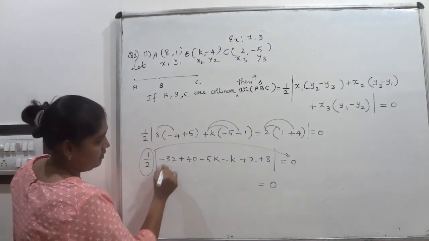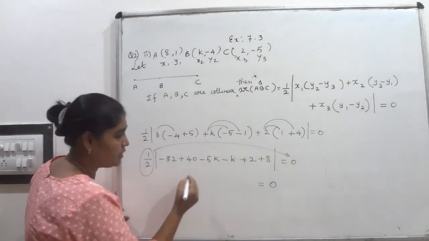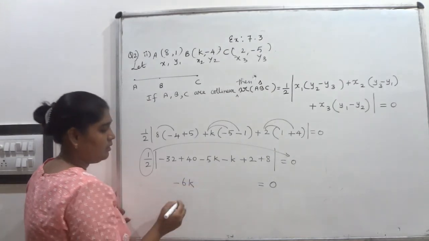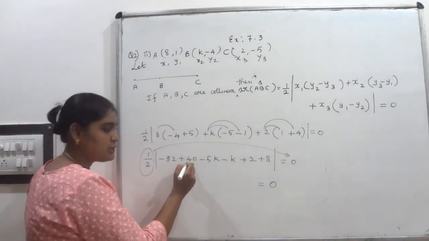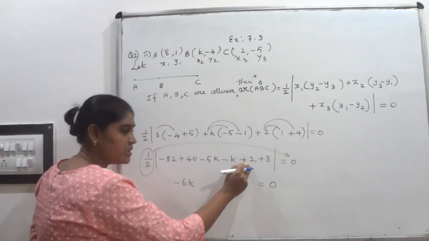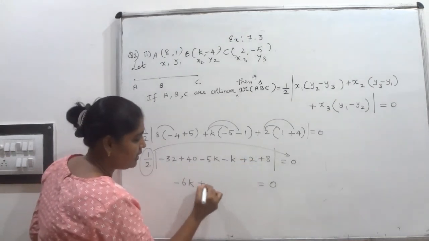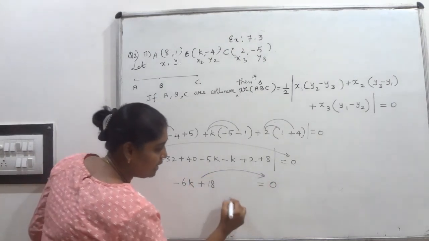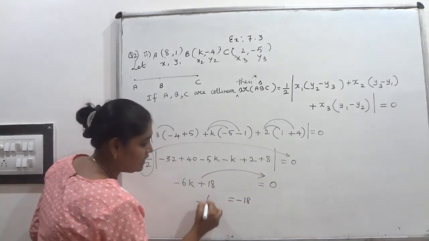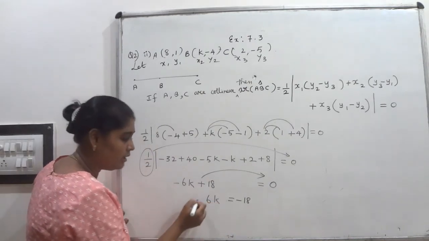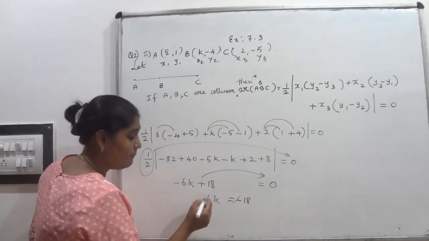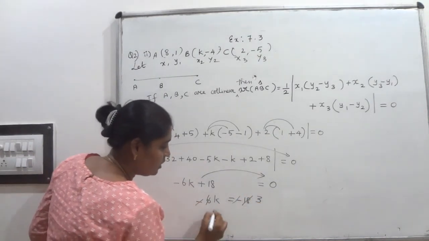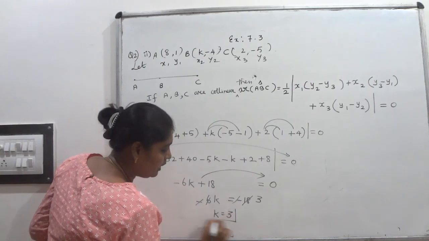Then simplify the k value first, that is minus 5k minus 1k that is minus 6k. Minus 32 plus 40 that is plus 8. Plus 8 plus 2 that is 10. 10 plus 8 that is 18. Plus 18 equal to 0. Plus 18 goes outside, minus 18. Minus 6k equal to minus 18. Both sides minus cancel. Multiplied by 6 goes outside, divided by 6. 18 upon 6 is 3. So k equal to 3 I got.